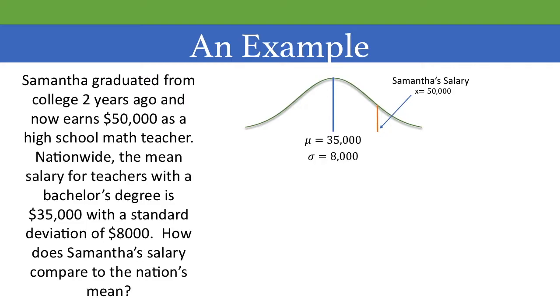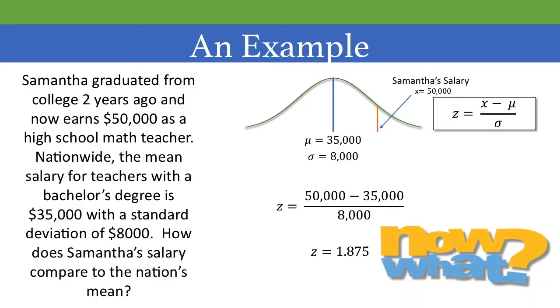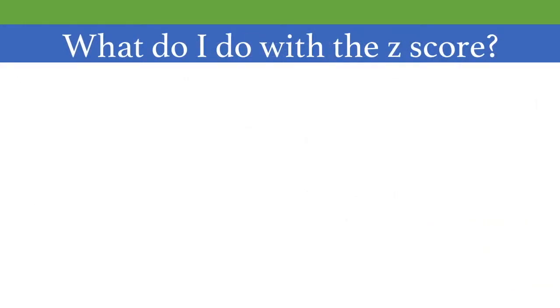And now we'll bring in the z-score formula. So we plug in the numbers we know, and we get 50,000 minus 35,000 divided by 8,000. Plug and chug that, and we get z equals 1.875. Great. So now what? Yeah, what do we do with that z-score?